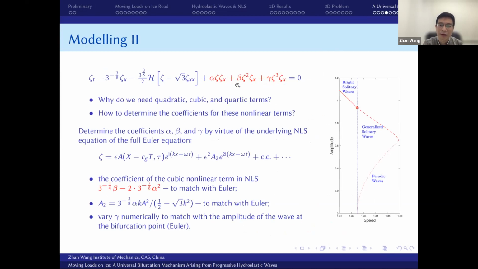So we choose this model. There are two questions: why do we need quadratic, cubic, and quartic terms? And the second question: how do we determine the coefficients for these nonlinear terms?